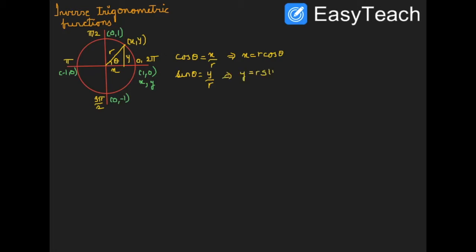Now we know that in our case the radius is 1, and therefore the first value will always give you cos and the second value will always give you sine, because the radius here is 1. So I know that cos of 0 is 1 and sine of 0 is 0, and cos of pi by 2 is 0, sine of pi by 2 is 1, and in the same way it goes throughout the unit circle.